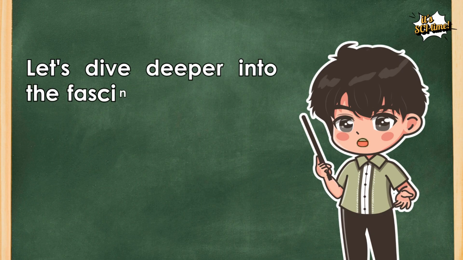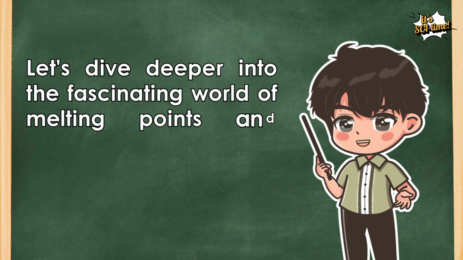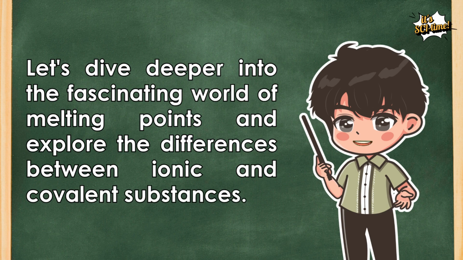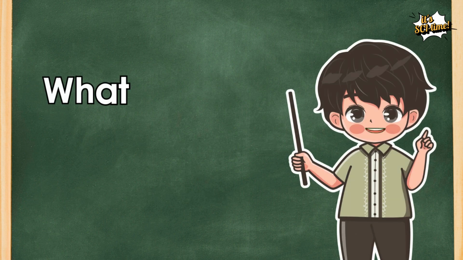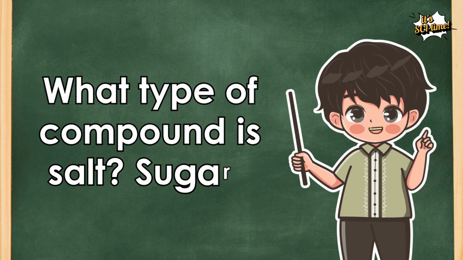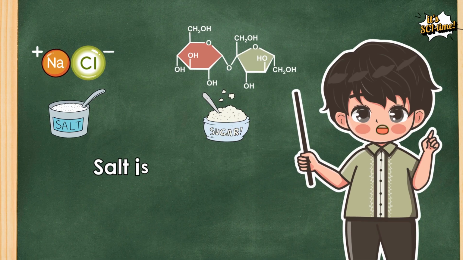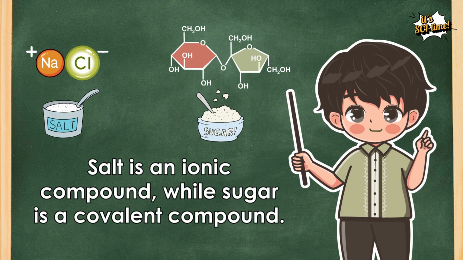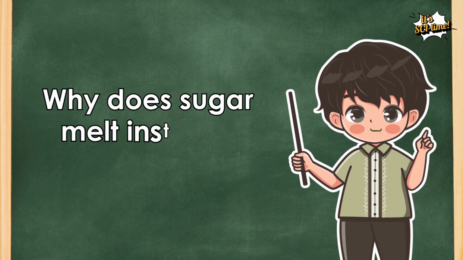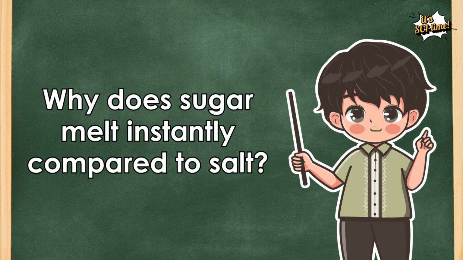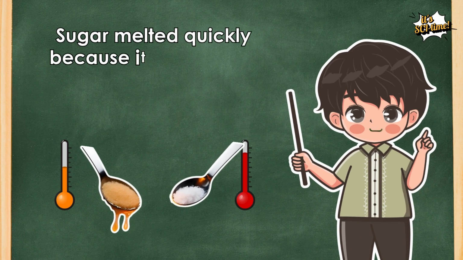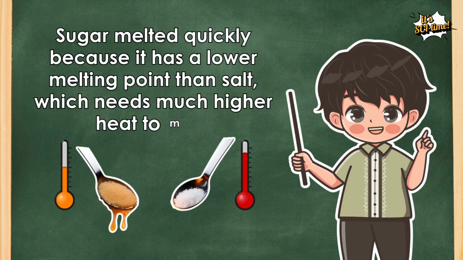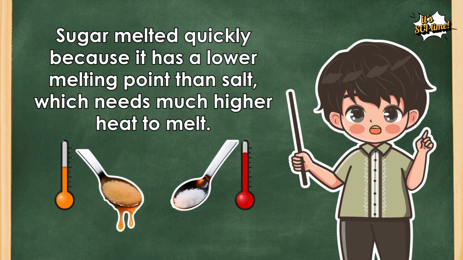Let's dive deeper into the fascinating world of melting points and explore the differences between ionic and covalent substances. What type of compound is salt? How about sugar? Salt is an ionic compound, while sugar is a covalent compound. Why does sugar melt instantly compared to salt? Sugar melted quickly because it has a lower melting point than salt, which needs much higher heat to melt.